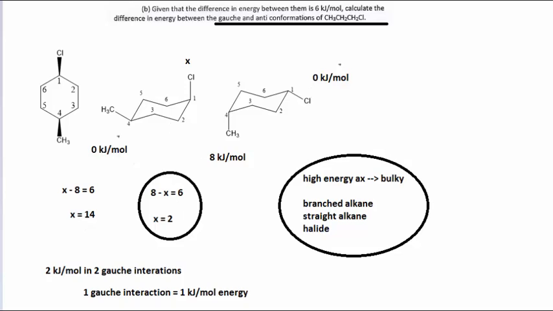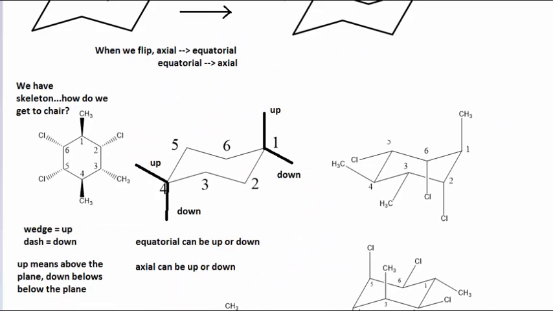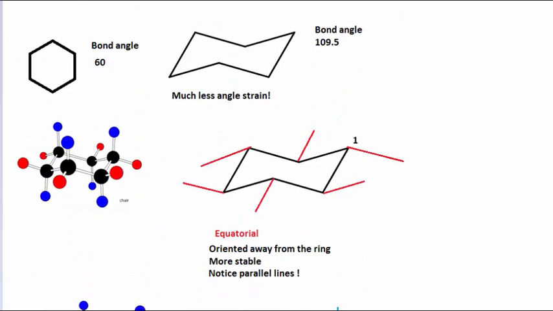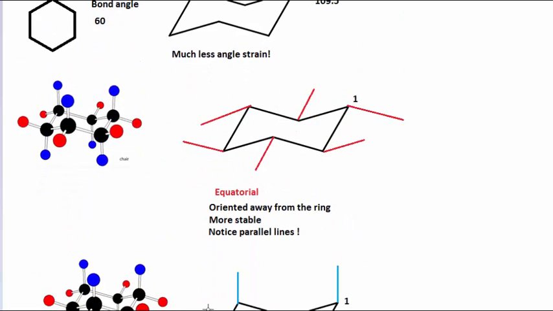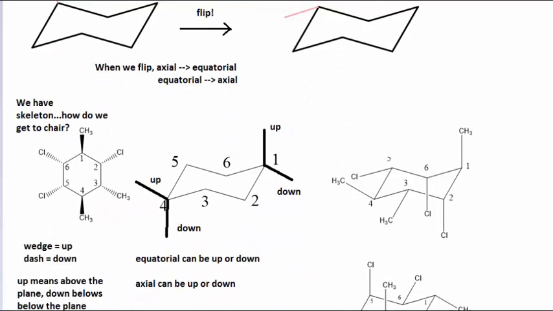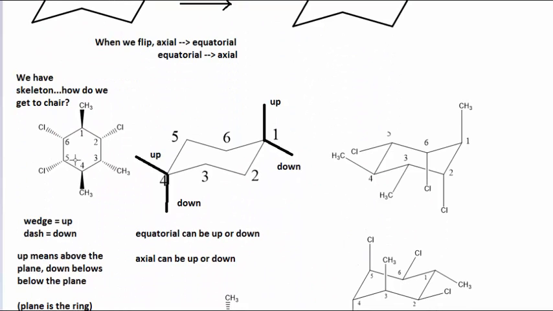Okay, so chair conformations, not so bad if you get practice, and if you understand what's going on here, how they look, how to flip between them, and how to convert between the skeleton and the chair. Again, if you're having problems with this, I suggest you pick up Organic Chemistry as a Second Language. There's an entire chapter in there that deals with the translation from this to this.